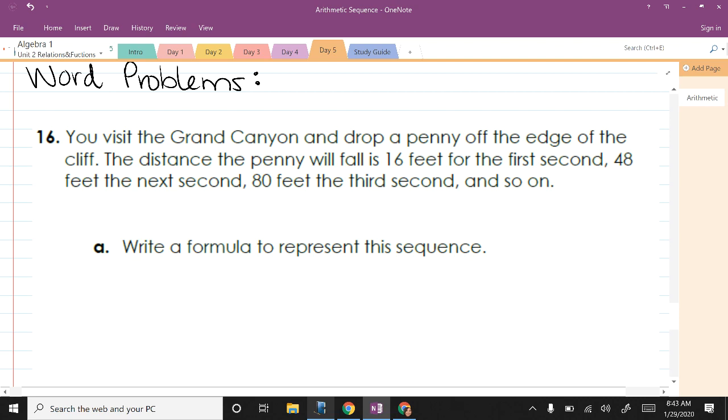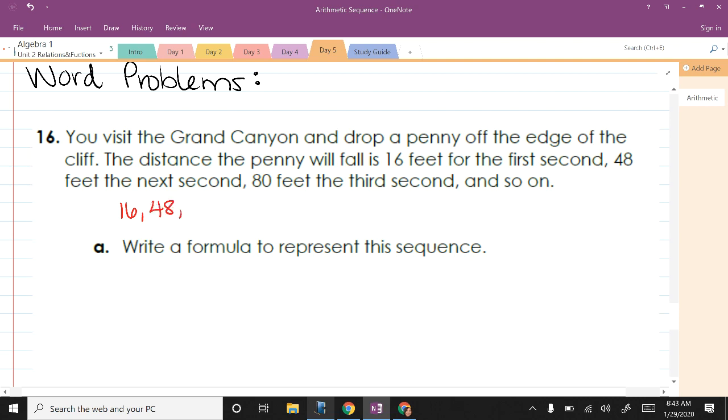All right. 2 word problems. Okay? All right. You visit the Grand Canyon and you drop a penny from the edge of a cliff. Boom. The distance the penny will fall is 16 feet for the first second, 48 feet for the second, 80 feet for the third second, and so on. So let me write down that pattern. 16 the first second, then what?